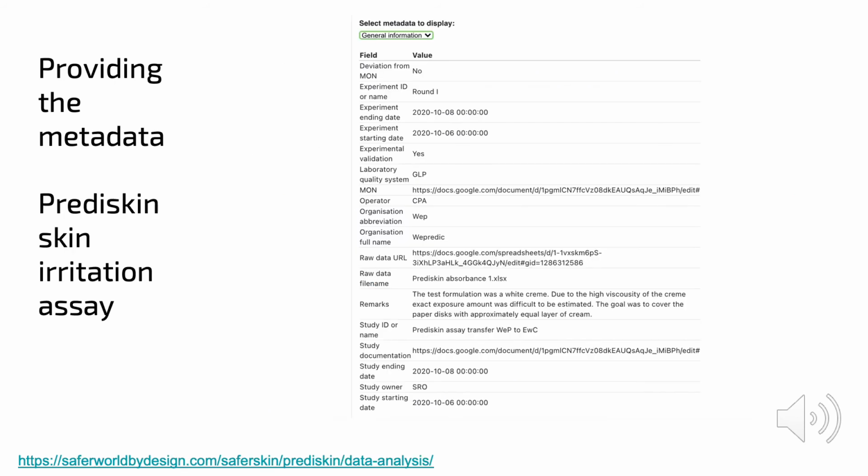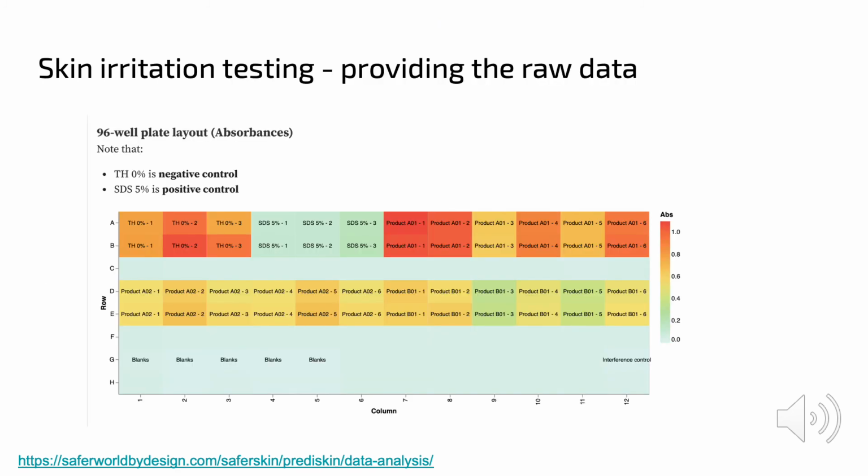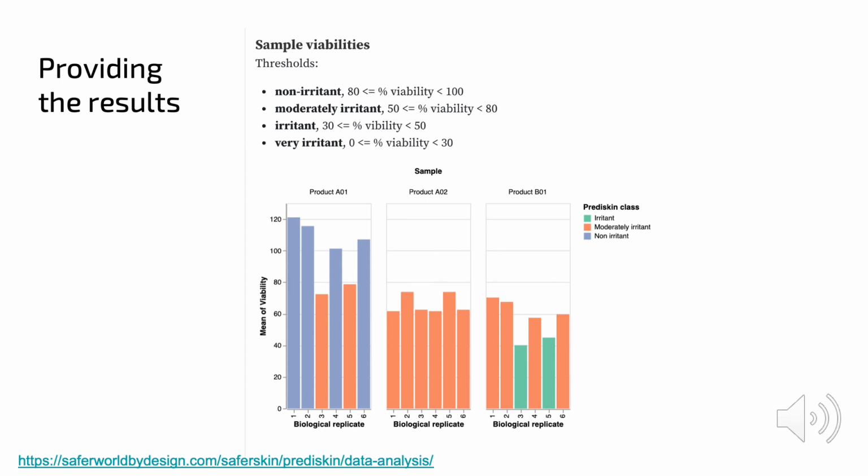An example is shown here for preparing the metadata for a skin irritation assay following the above tutorial example. The raw data, as generated on the screening plate, is provided as part of the analysis. A comparison of the results for different products and replicates is generated and provided to the user through a web-based interface using data from the SaferSkin cloud.